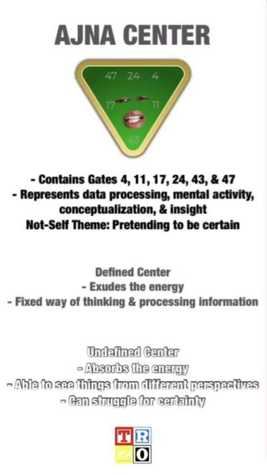Up next, we have the Ajna Center. Ajna. It contains gates 4, 11, 17, 24, 43, and 47. It represents data processing, mental activity, conceptualization, and insight. Not-self theme, pretending to be certain. We know you're lying. If it's defined for you, you've got a fixed way of processing and thinking about information. Undefined, you could see things from multiple perspectives, look at you. But it could be hard to find some certainty.